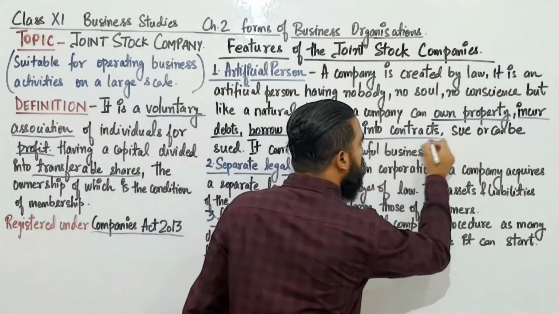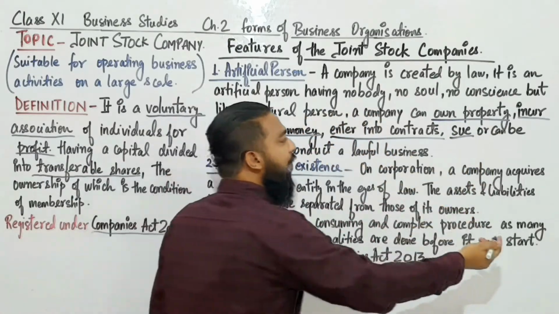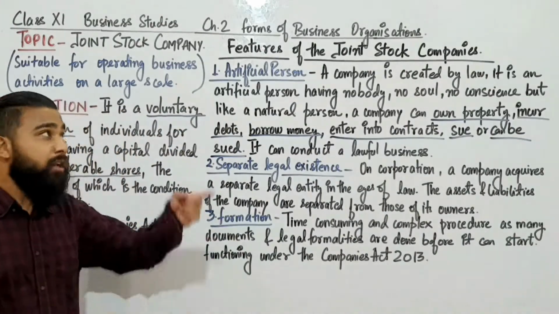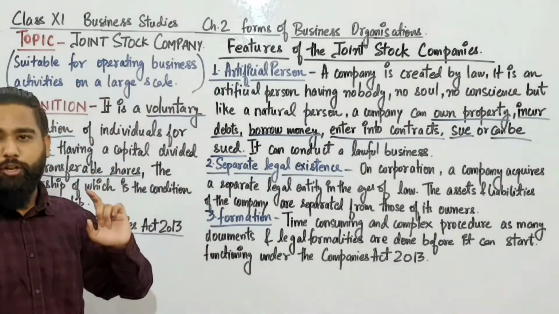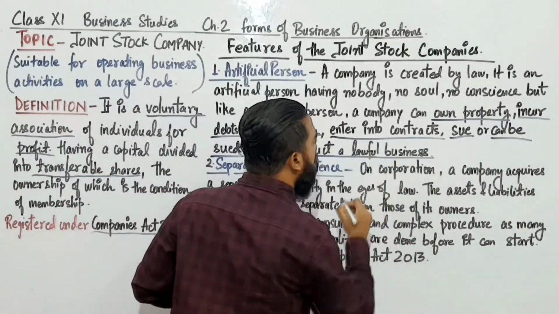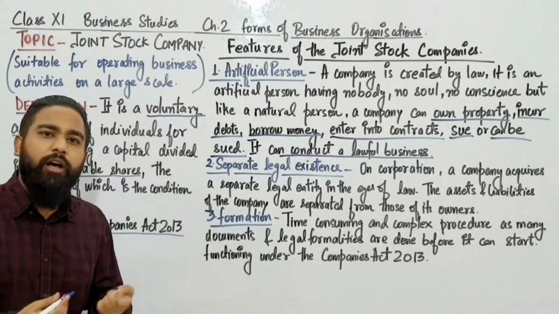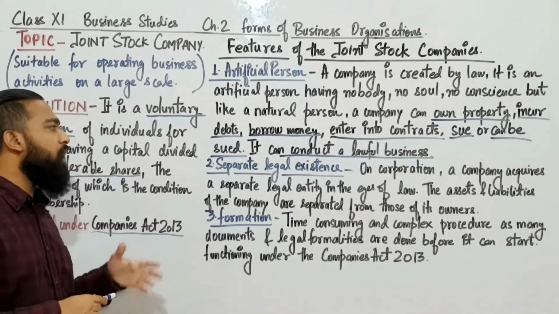It can enter into contracts. It can sue. It can file cases against anybody, and those people can sue it back. Anyone can sue the joint stock company. They can file a case against the joint stock company. So it can conduct a lawful business. The joint stock company can conduct a lawful business. So this is your first feature, which is the artificial person.